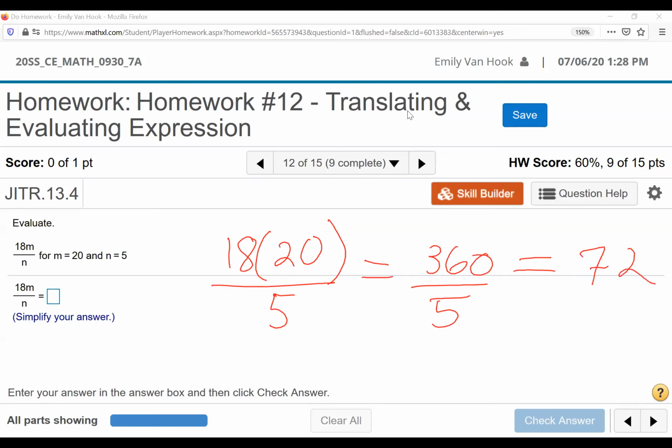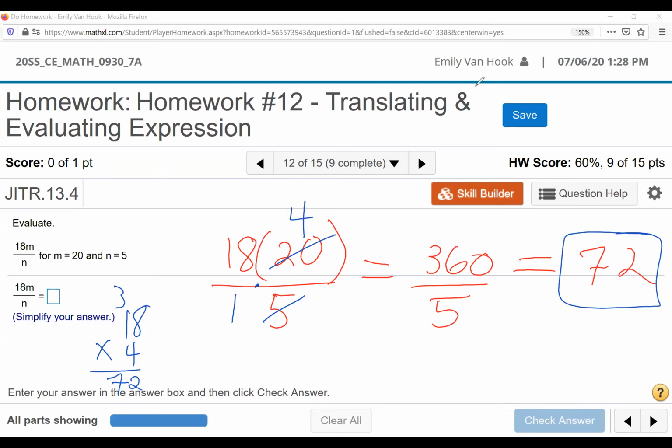Another option, if you're not using a calculator, which you technically don't need to use here, you can actually reduce in a different way. Think of this like 18 over 1 times 20 over 5. 20 over 5 is just 4. So then we can just do 18 times 4. And we still get 72. So just a little reducing you can do ahead of time if you want to. Either way, we get the same answer.